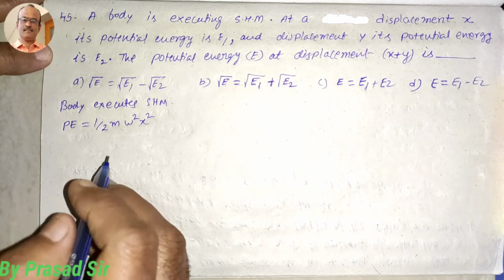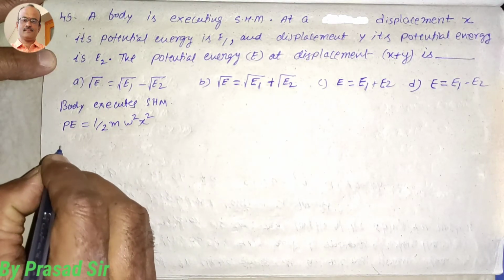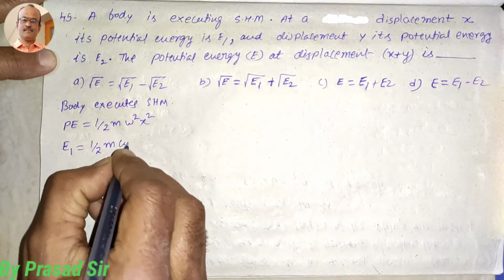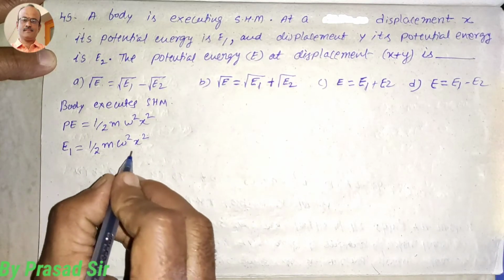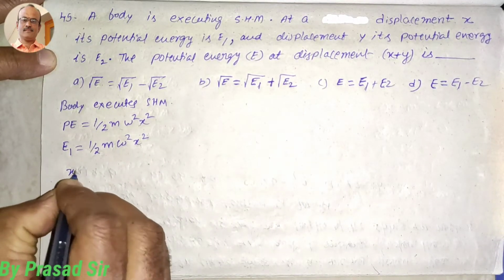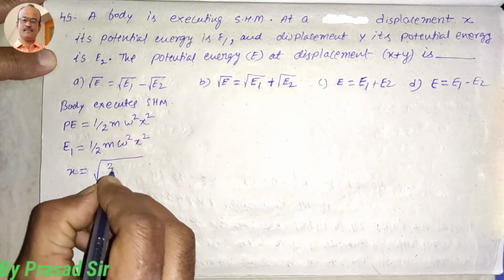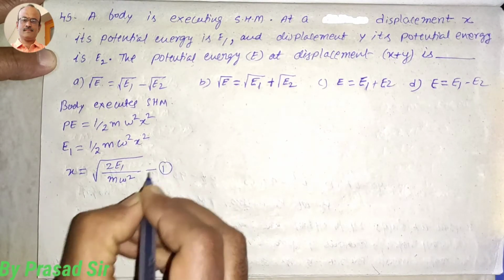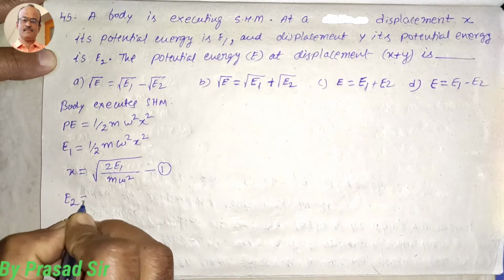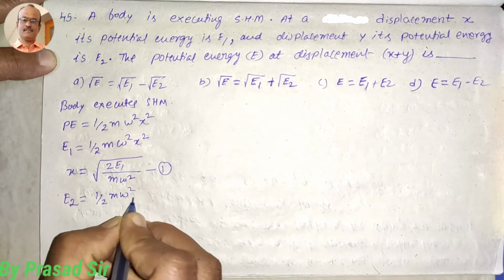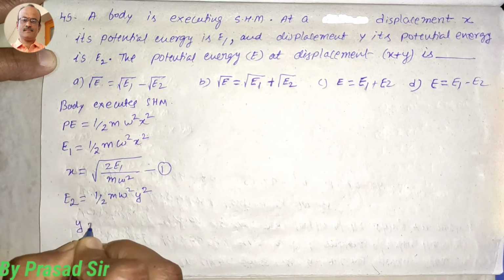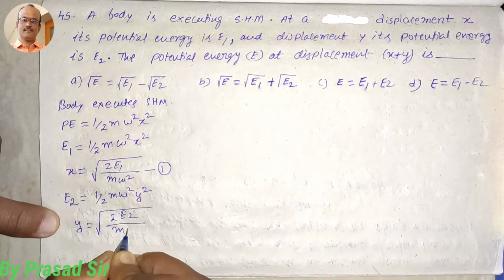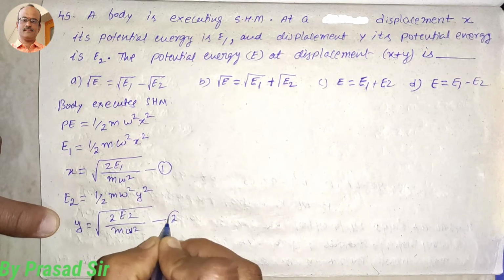At a displacement x, its potential energy is E1. So E1 is equal to half m omega square x square. From this I want to calculate the x value. x is equal to square root of 2E1 divided by m omega square. This is equation number 1. Now for E2, where the displacement of the particle is y, y is equal to square root of 2E2 divided by m omega square. That is number 2.